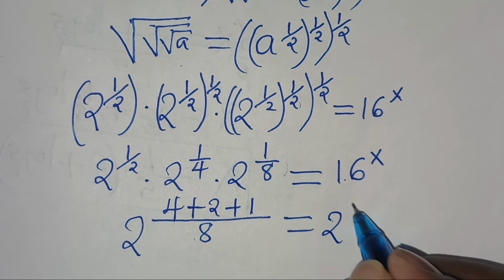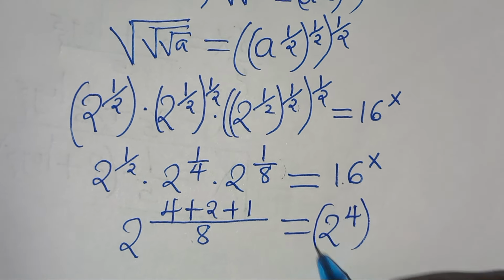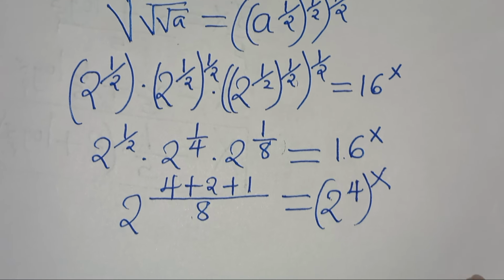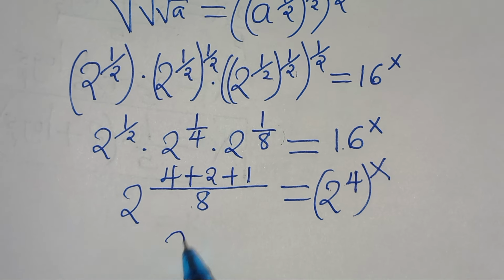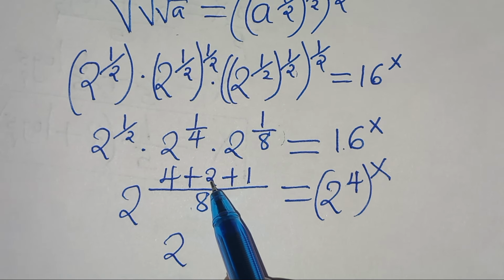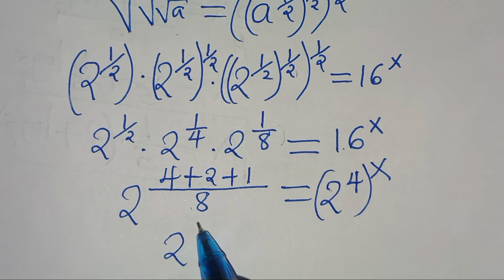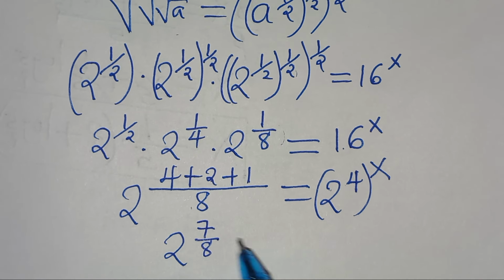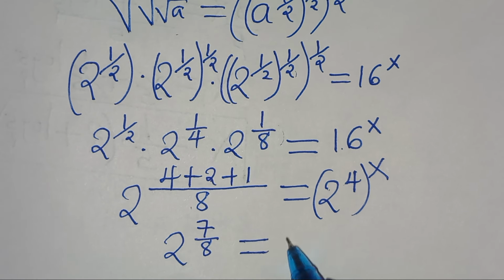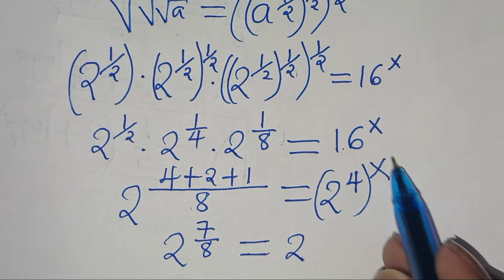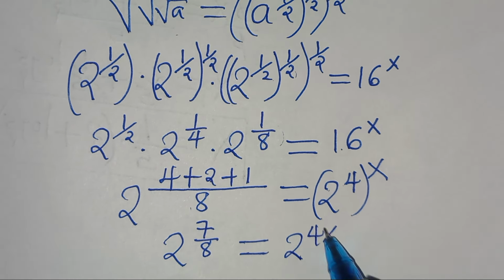16 is 2 to the power of 4 raised to the power of x. Now, this is 2 to the power of 4 plus 2, this is 6 plus 1, this is 7 over 8. And this is equal to 2 to the power of 4 times x. This is 4x.